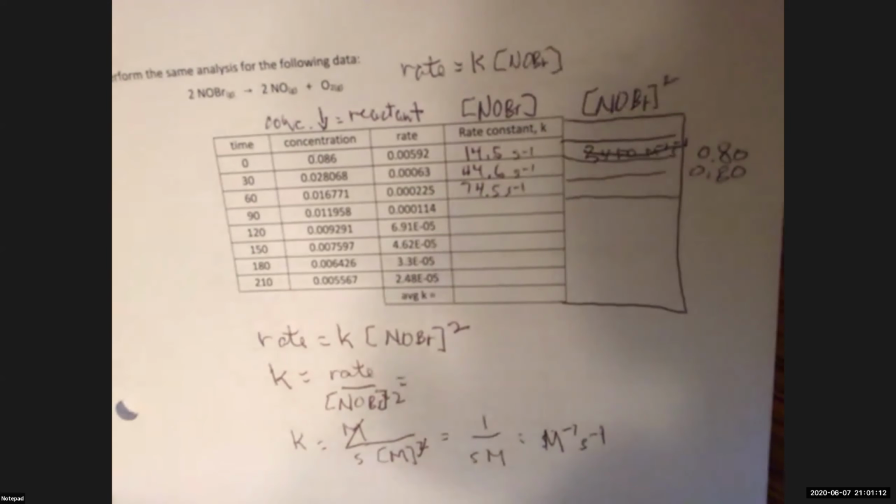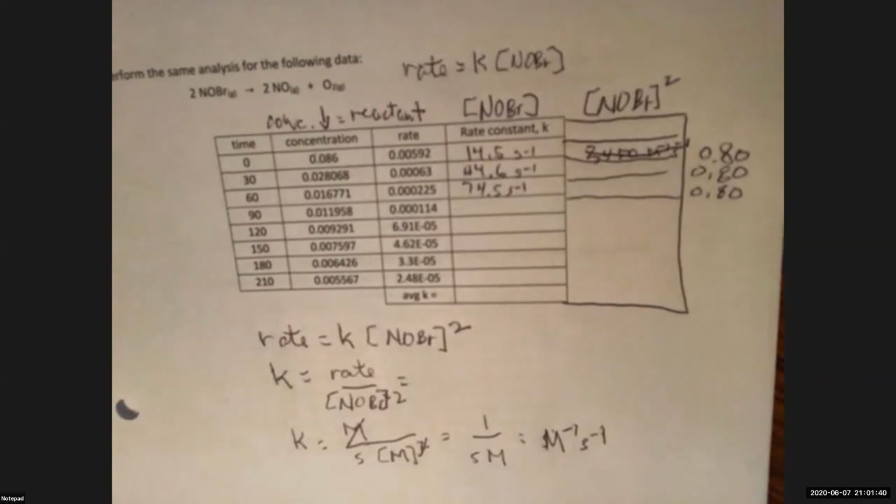0.000225 divided by, rate divided by concentration, 0.016771 squared equals, again, 0.80.